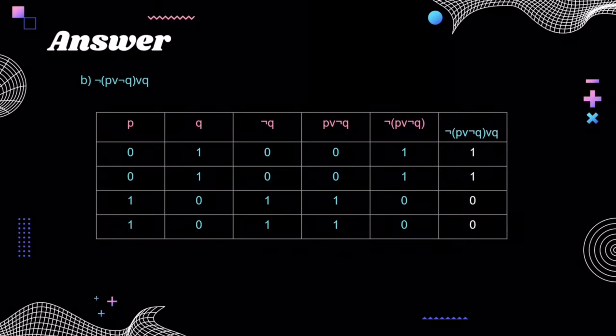After completing the one in the bracket, we can do the next step, which is the not of the bracket P or not Q. So lastly we can get the final answer, which is 1100.